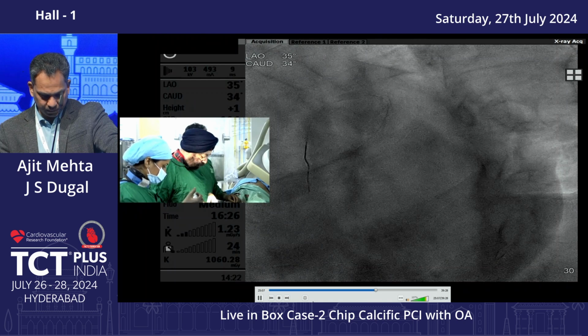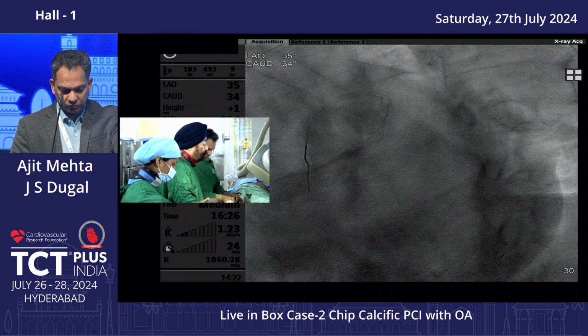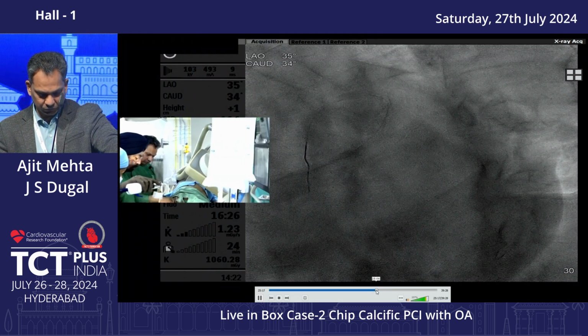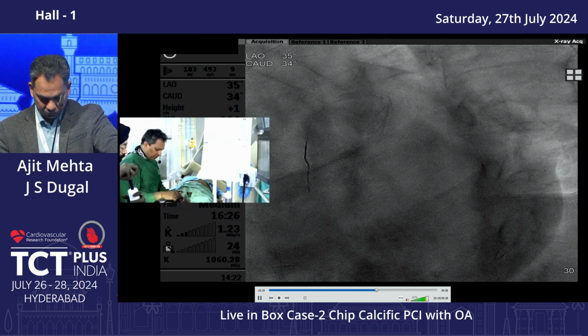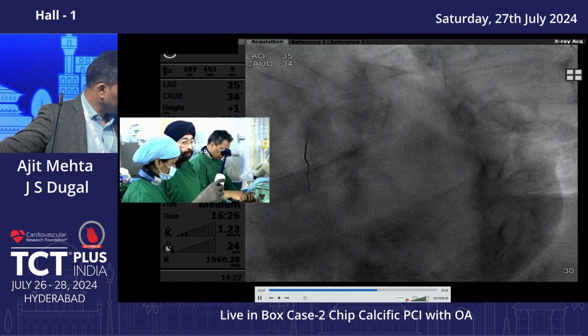Is it covering, is it jailing, or are we free of the, and then we do a DEB, and use a kissing balloon, and then we'll repot it. So the strategy here was probably to send the wire from left main to LED and then DEB in the circ. The strategy is a drug-eluting balloon in the circ?